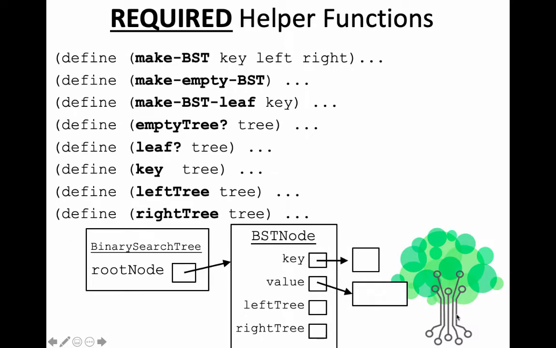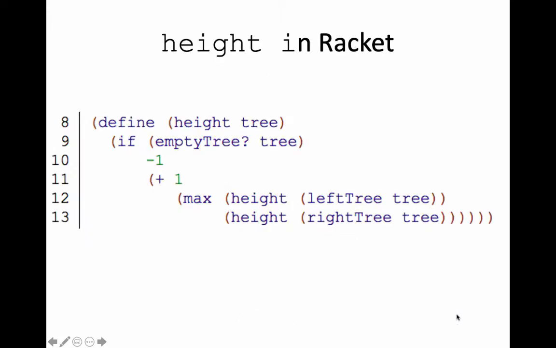Okay, and as a reminder, here were the helper functions that we were using in Racket, and then here was the structure that we had created for a binary search tree, and then our binary search tree nodes, or the BST nodes. So we previously wrote height in Racket, and height was working with a single tree, and so this is a thing that's a little bit different between the Racket and Java versions.